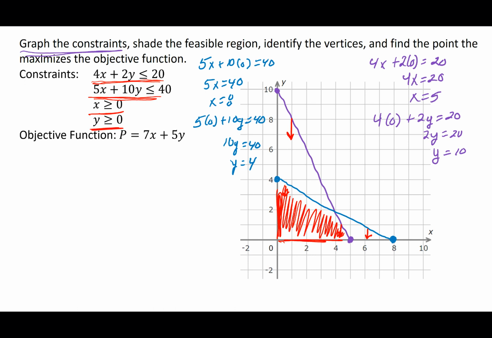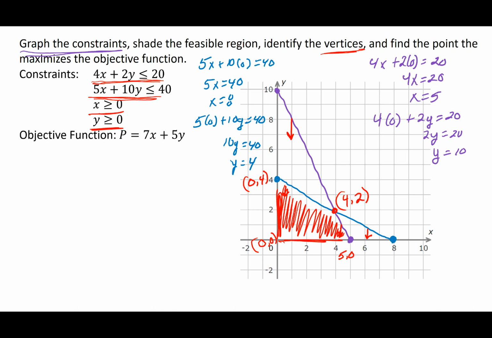Okay, so we graphed the constraints. We shaded the feasible region. Identify the vertices next. Well, we have this point, which is 5, 0. We have this point, which is 0, 0. We have this point, which is 0, 4. And now we have another point where two lines are crossing. So in this case, this is a vertex point, and this is 4, 2. We have to include that one as well. That is a vertex because two lines are crossing there. So now we have to check all four of these.